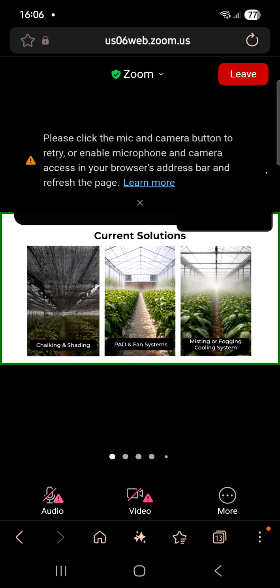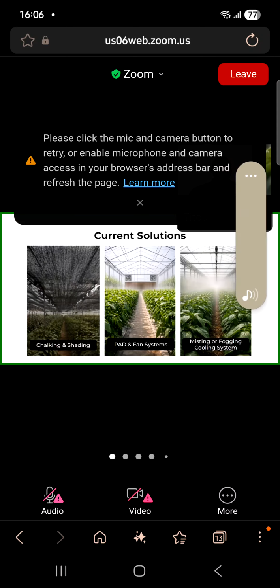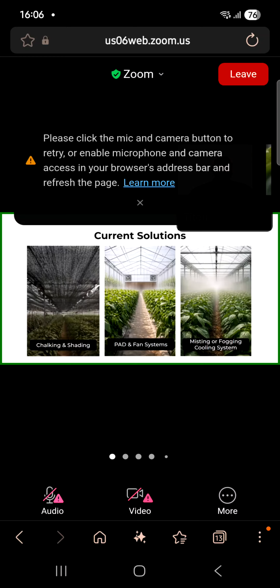Okay. So classical solutions, which you'll all be familiar with in terms of how to mitigate heat stress, are centered around chalking and shading, which means you have to use shade nets inside of your greenhouse, for example, depending on what kind of system you're using, which reduces your PAR significantly. So you're trying to solve for one problem but create another.